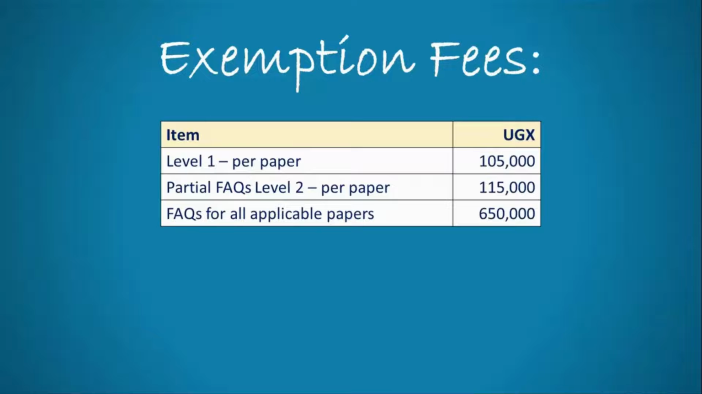Then, of course, if you are exempted, the exemption fees are going to be applicable as per the fees or the quotation on your screens. Level 1 per paper is 105,000, depending on the number of papers that you are exempted. Of course, exemptions depend on the qualification you have right now as you're enrolling for this course. So those of you who have done some qualifications related to accounting may qualify for some exemptions. You can use these fees to see how much you're supposed to pay for the exemptions. Again, when it comes to exemptions, you may not need to do it right now. Right now, you're going to focus on the registration fees and the tuition fees.